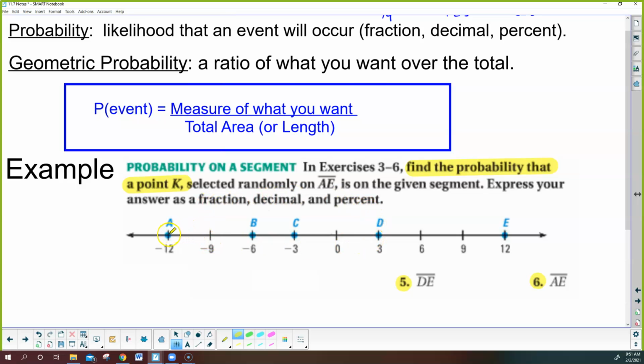So think of this. Let's do number 5 first. You have a segment that goes all the way from A to E. And you're asked, what is the probability that if I randomly pick a point, it lies between D and E? So go ahead and see if you can express your answer as a fraction, decimal, and percent for number 5. And then if you get that done, go ahead and do number 6. Okay? And you don't have to chat this one, just give it a shot.